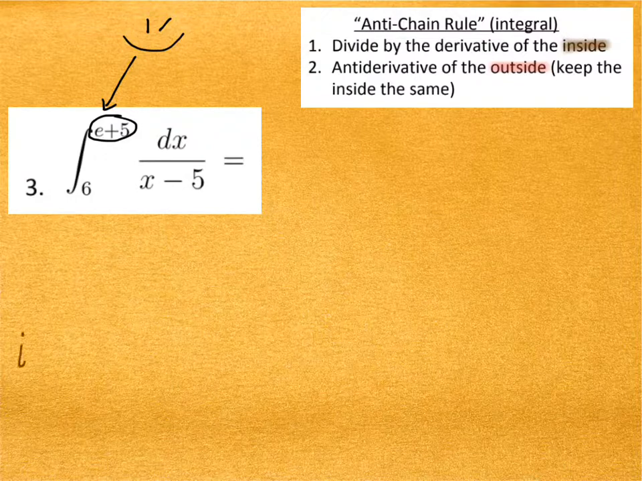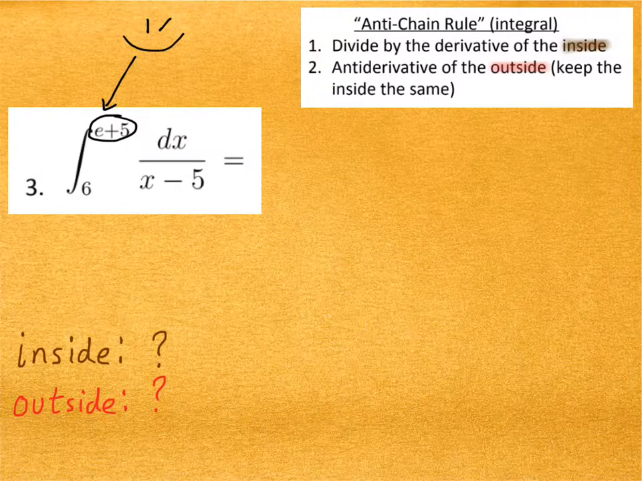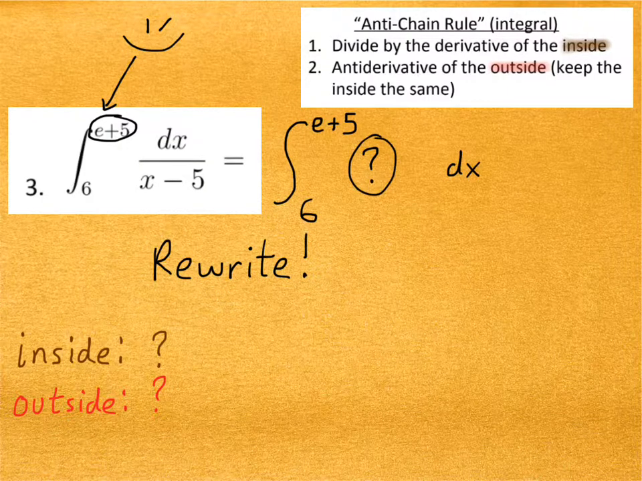Alright, so we need to identify what the inside and outside functions are. This is a little tricky, and I'll give you a few seconds to think about it. Think you got an idea? If you're stuck, it's helpful here to rewrite it. When you see something in a denominator, that's a lot of times a good thing to do. Alright, so I pulled the dx out to the side. Then how could I rewrite the over x minus 5 part? That would be x minus 5 to the power of negative 1.